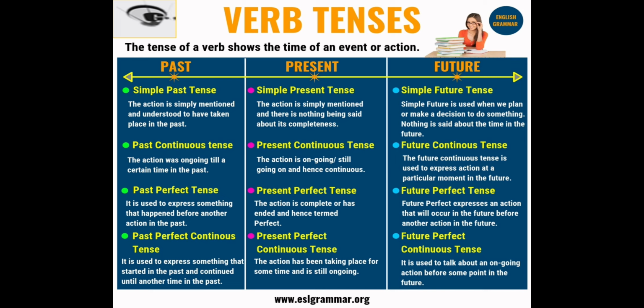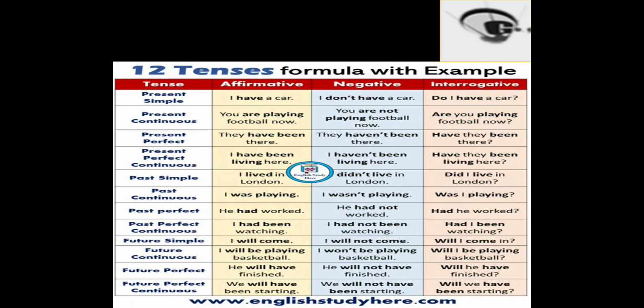Lastly, we have the future tense, and in the simple future tense, simple future is used when we plan or make a decision to do something. Nothing is said about the time in the future. The future continuous tense is used to express action at a particular moment in the future. The future perfect tense expresses an action that will occur in the future before another action in the future. And the future perfect continuous tense talks about an ongoing action before some point in the future. This is all about tenses.